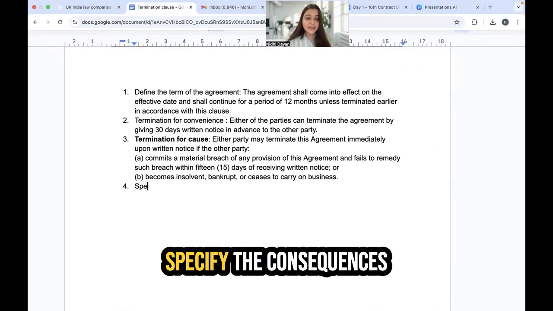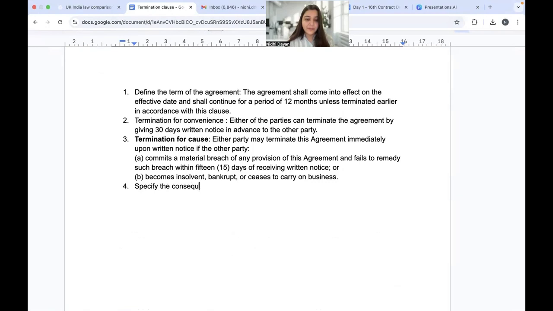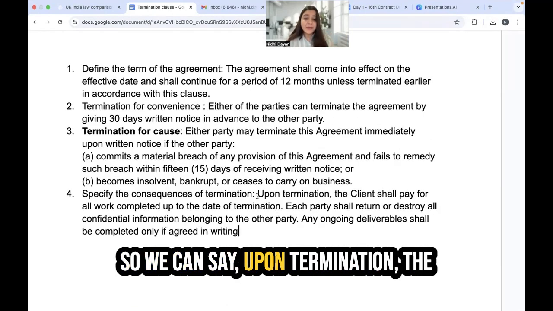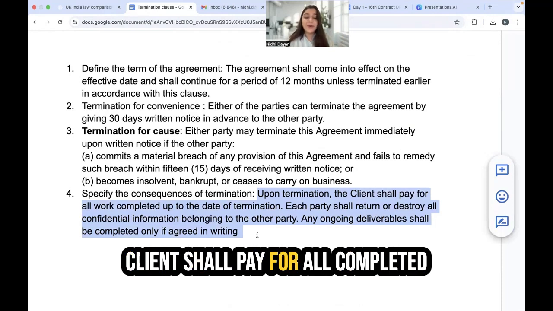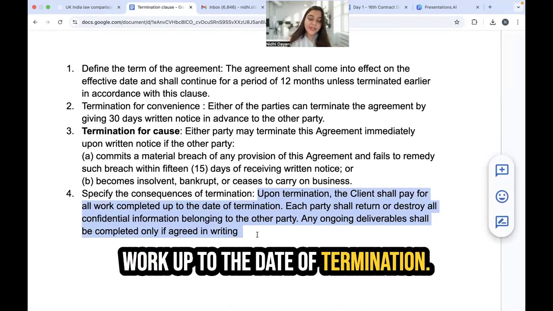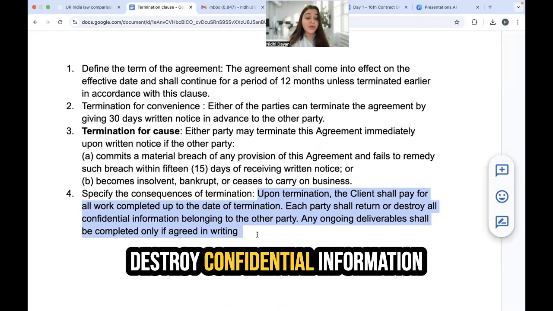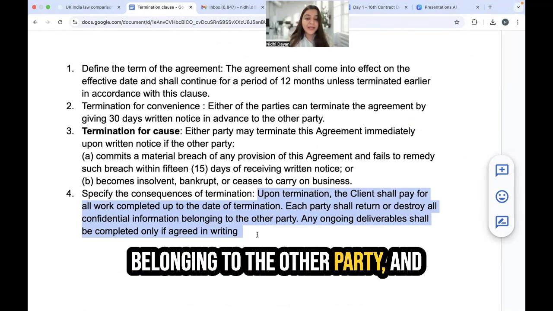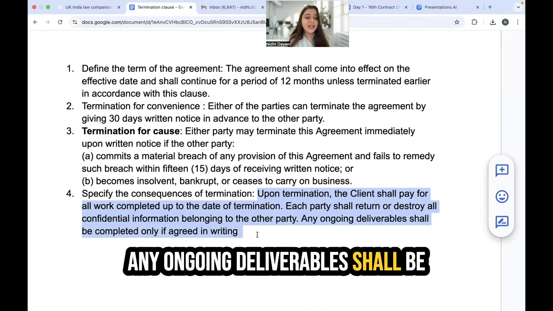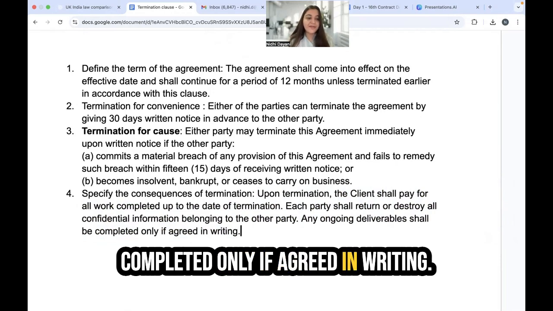Then we go ahead and specify the consequences of termination. So we can say upon termination, the client shall pay for all completed work up to the date of termination. Each party shall return or destroy confidential information belonging to the other party, and any ongoing deliverables shall be completed only if agreed in writing.